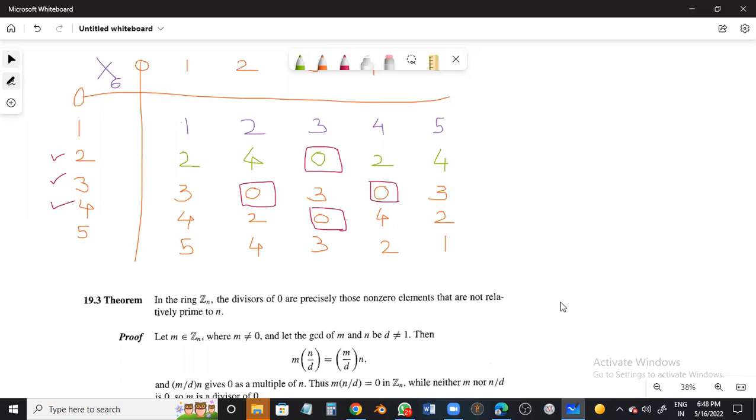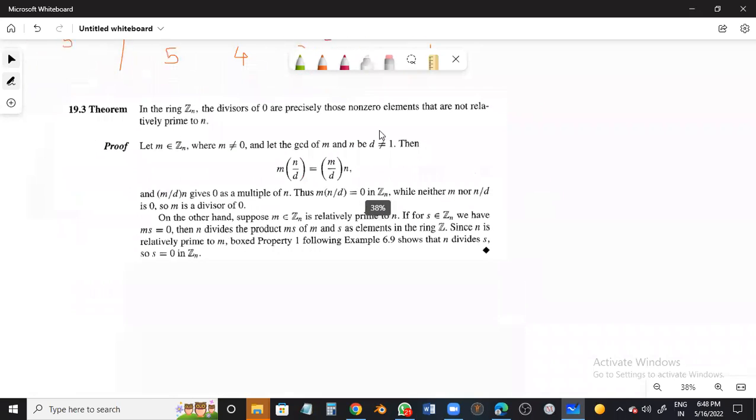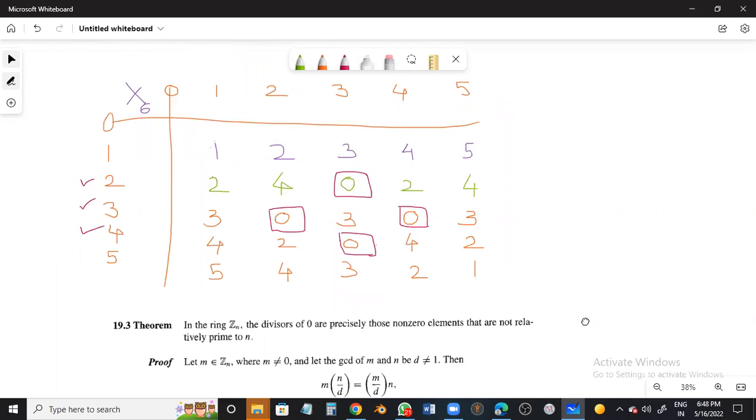Okay. So what you observe, whenever an element is relatively prime to n, it is not a 0 divisor. Remaining all are 0 divisors. So in the ring Zn, the divisors of 0 are precisely those non-zero elements that are not relatively prime to n. This we observed from this table.